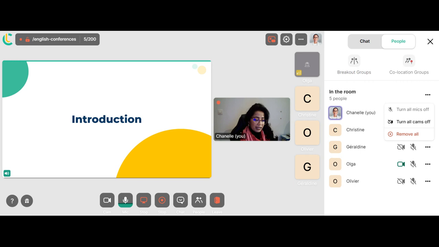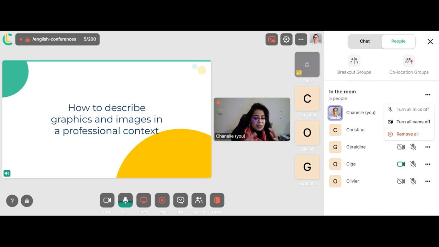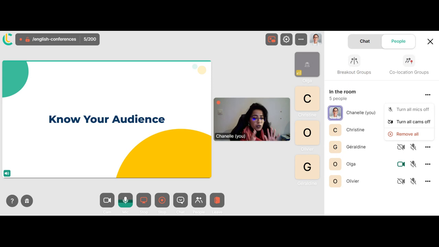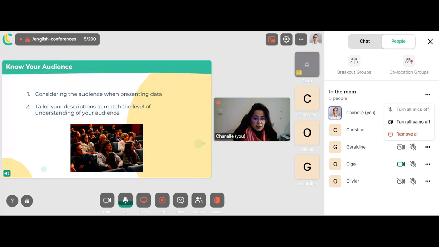So, let's start with the introduction. How to describe graphics and images in a professional context. Effective communication of data involves describing graphics and images accurately. That means it's important that whatever someone is seeing, they understand and it is clear. So, know your audience. Considering the audience when presenting data, you need to tailor your descriptions to match the level of understanding of your audience.